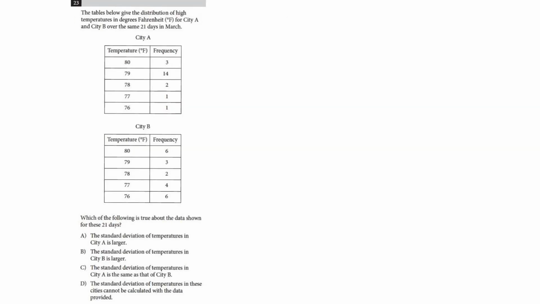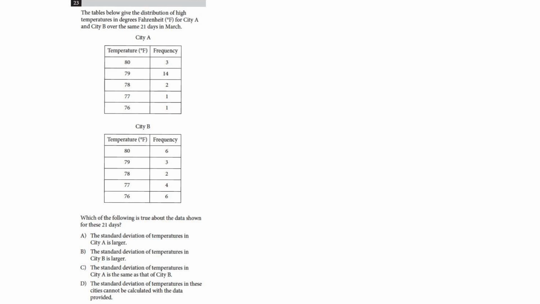Okay, 23. The tables below give the distribution of high temperatures in degrees Fahrenheit for City A and City B over the same 21 days in March. Which of the following is true about the data shown for these 21 days?